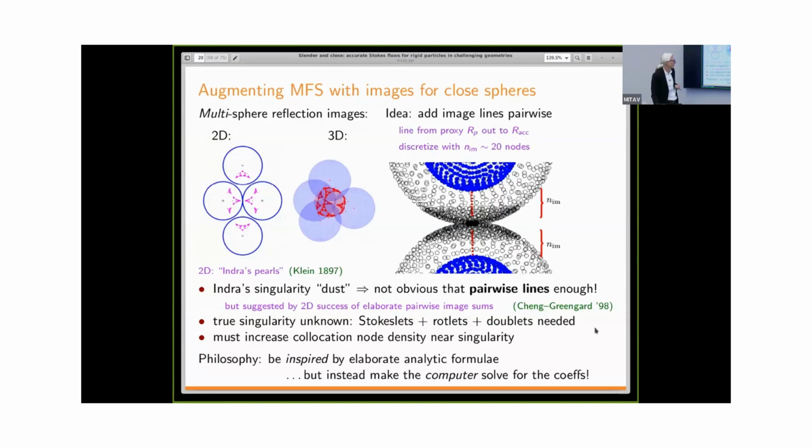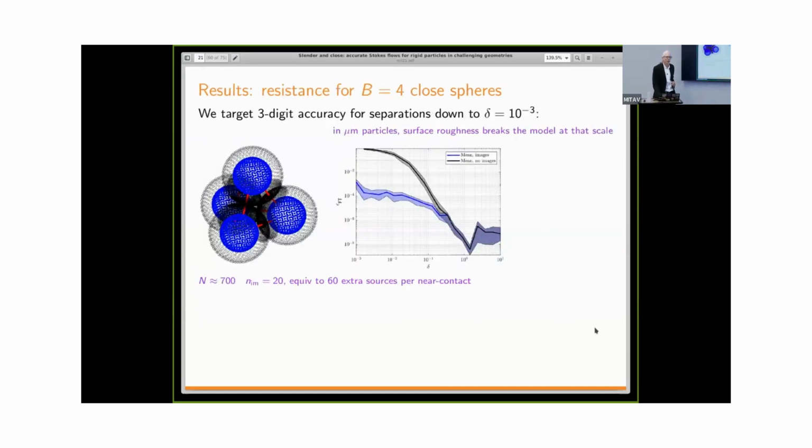And you can see you have to increase the collocation points a little. But the philosophy is: be inspired by elaborate analytic formulae, but instead make the computer solve for the coefficients. Don't sit there doing the algebra yourself. I've used that approach in a lot of my numerical work.